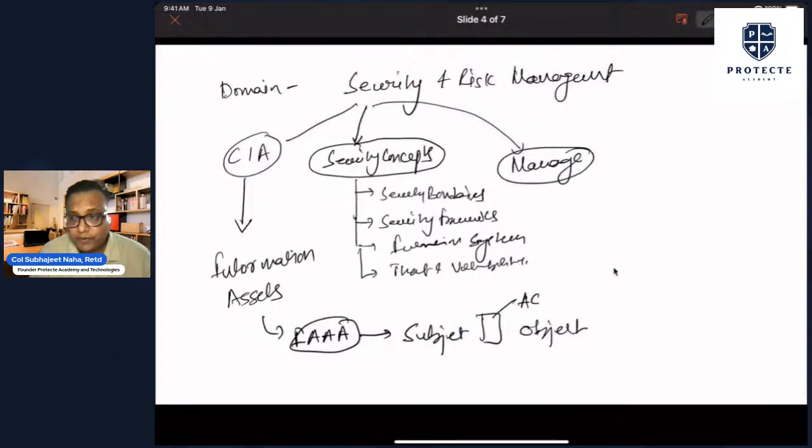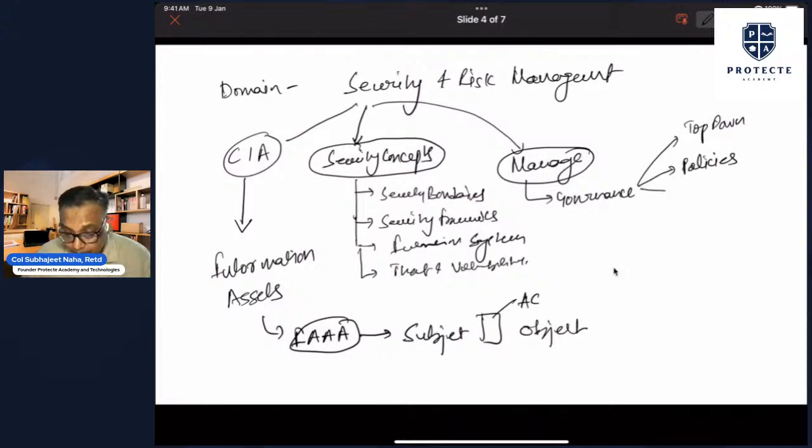And the next concept is how to manage security. To manage security, the first part is you need to understand what governance is. Governance means there is a top-down approach. That means the upper management of any organization takes deep interest in how to manage the security of the organization. It involves having policies in place. It involves roles and responsibilities. It involves risk management.